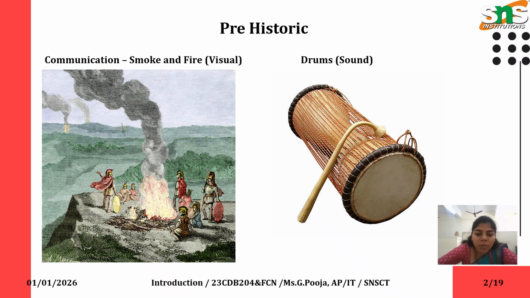So when we are talking about the prehistory, in the initial period, the communication was all about smoke, fire, then drums, which were sound. So there are different types of communication. Communication is nothing but sending out a piece of information or conveying a piece of information from one person to another person. When it comes to computer networks, here we use the term devices for conveying or converting the information.